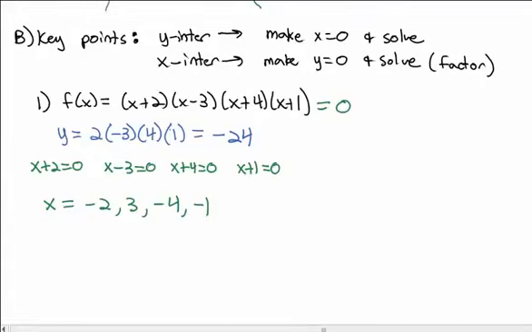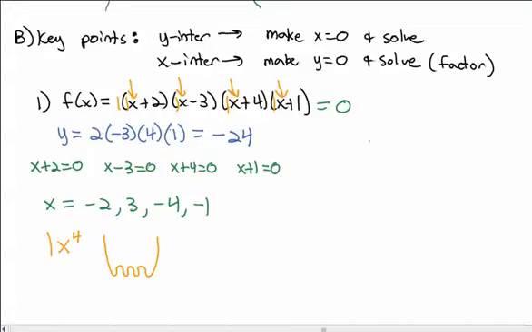What about the shape? We're going to multiply these x's together. When we do, we get x to the fourth. And the numbers in front are always 1. 1 times 1 times 1 times 1 is 1. So we have a positive coefficient with an even exponent. Positive coefficient comes in from the top left, wiggles around, and goes out top right.